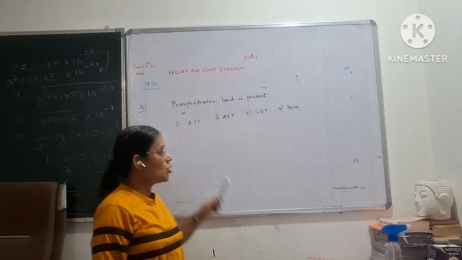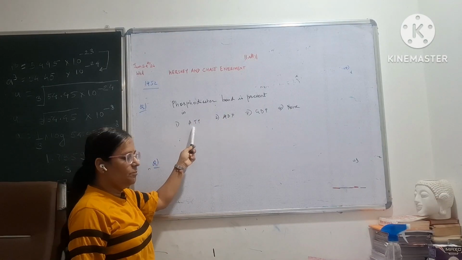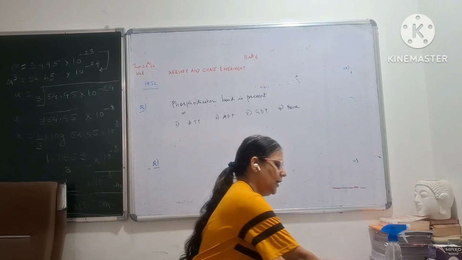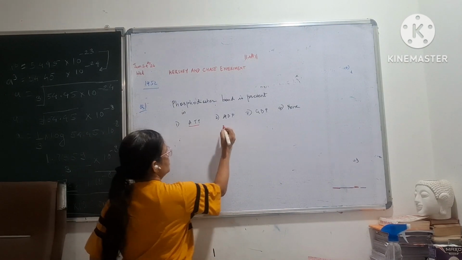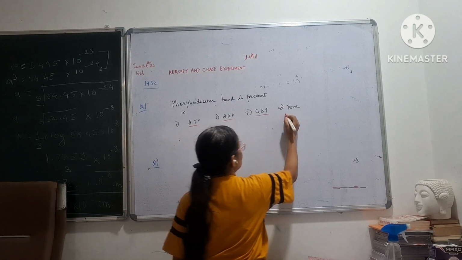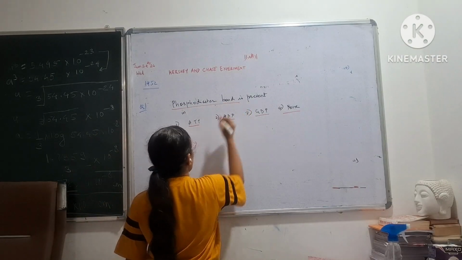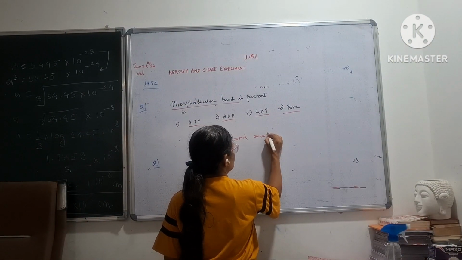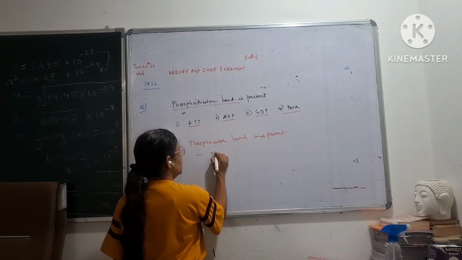The question is, phosphodiester bonds are present in ATP, ADP, GDP, none. Okay. ATP stands for what? Adenosine triphosphate, adenosine diphosphate, guanosine diphosphate, and none. Now we know that phosphoester bonds are present in every nucleotide.